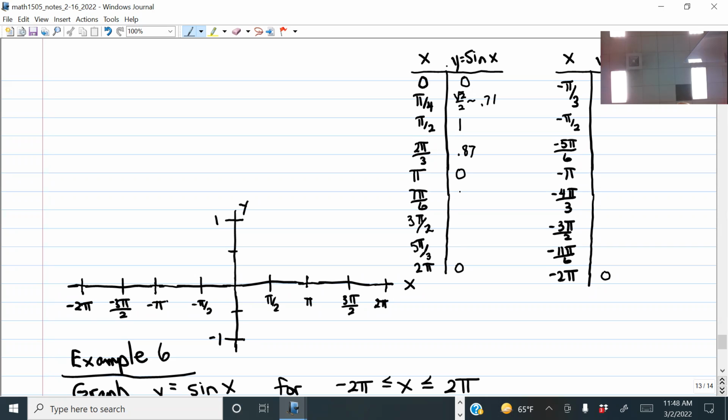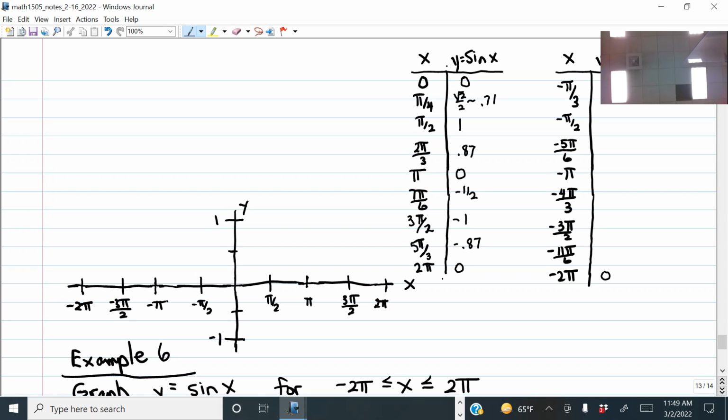Pi is back to 0. 7 pi over 6 is negative 1/2, negative 0.5. 3 pi over 2 is negative 1. 5 pi over 3 is minus 0.87, so that must be minus the square root of 3 over 2, which is about minus 0.87. And then 2 pi is 0 again. All right.